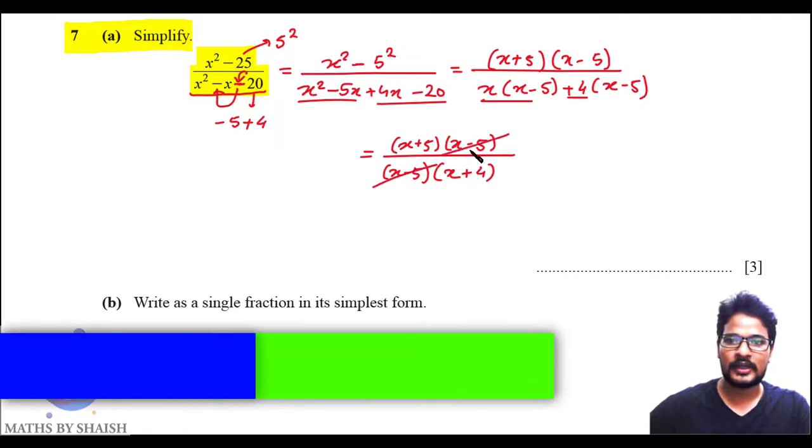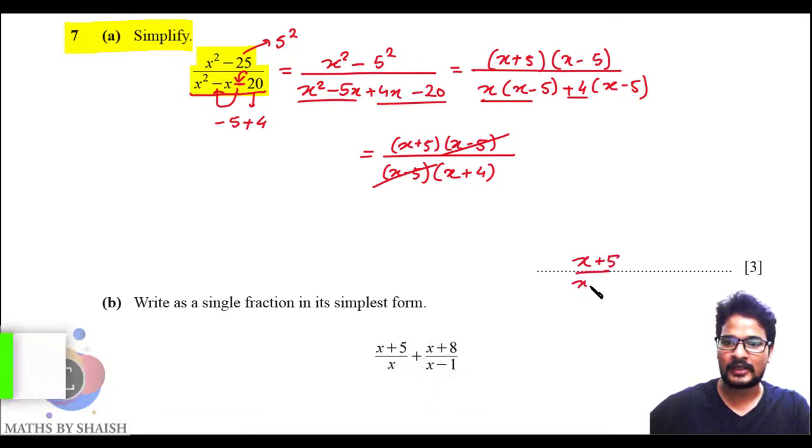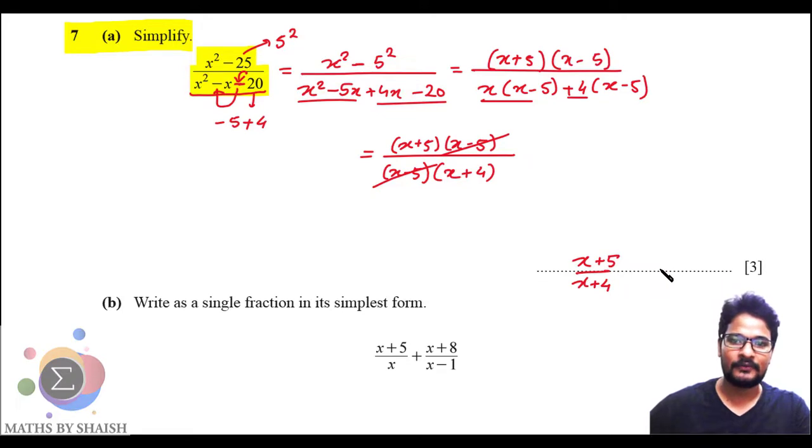So these two got cancelled, they are same, and then we are left with (x + 5) over (x + 4). And sometimes it is noticed that students cancel this x with this x and get 5 by 4. That is completely wrong, because we can only cancel when we have a product. Like here we have the product of two numbers, so we cancel it.